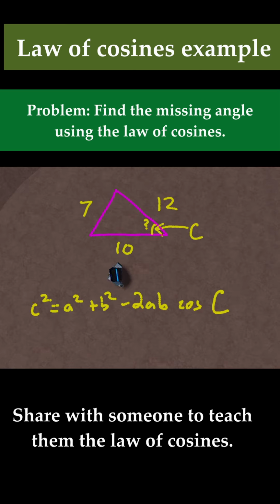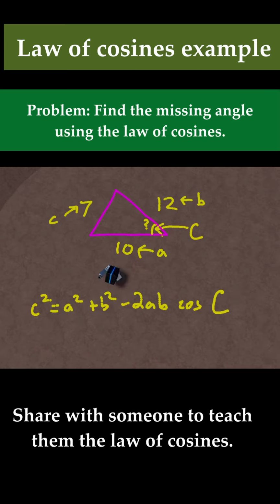And then A and B are always the sides right next to that angle. So 10 and 12 are A and B because they're right next to that angle. So I'm going to call A 10 and B 12, but you could also flip that and make B 10 and A 12. And then that leaves 7 as side C. And that makes sense because opposite to angle C is side C, and 7 is opposite to that angle we're trying to solve for. So now let's just fill in 7, 10, 12 and solve for angle C.